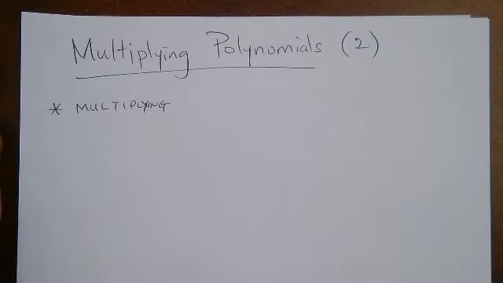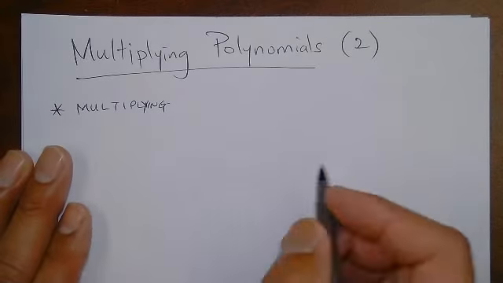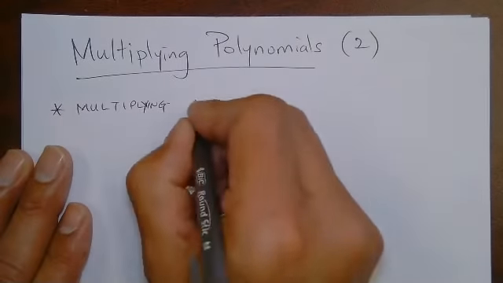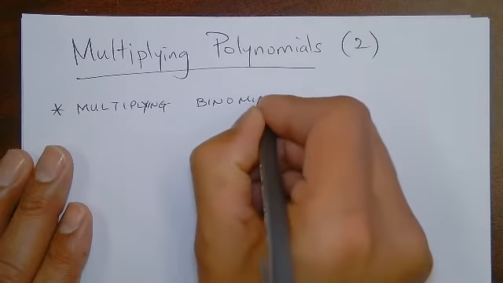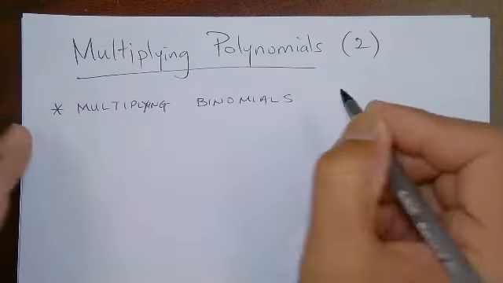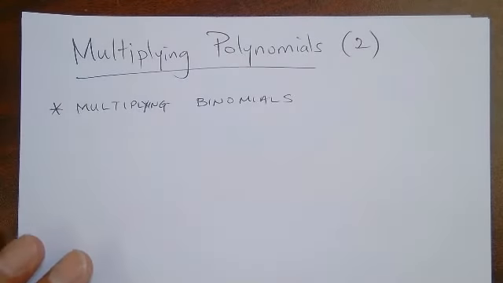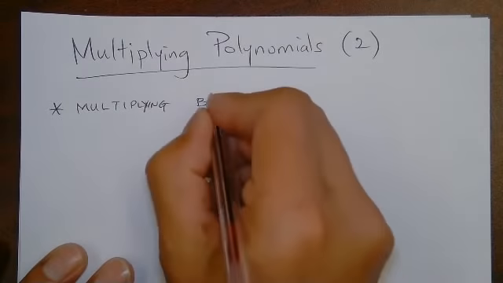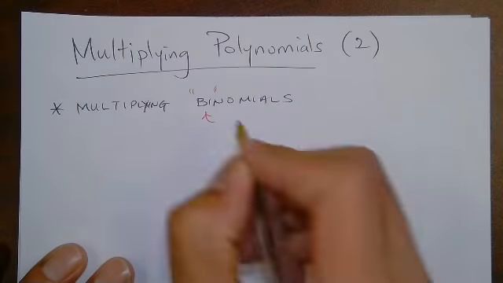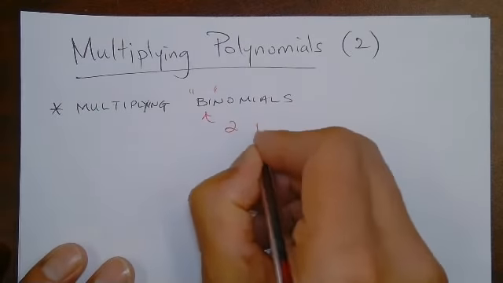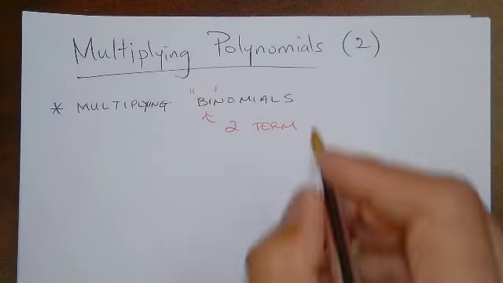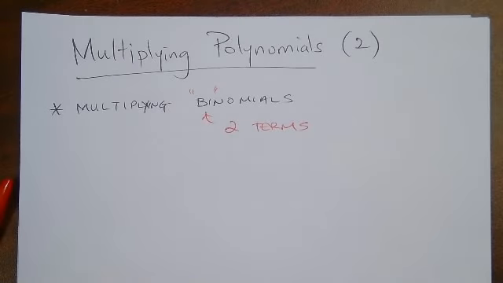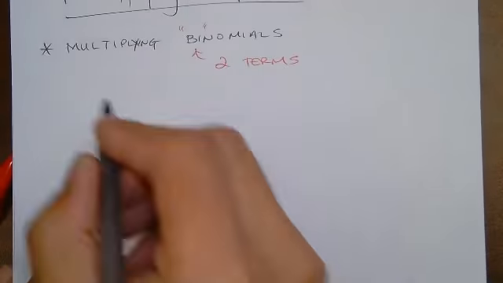Forgot to hit record. Okay, multiplying polynomials part 2, multiplying binomials. Binomials, what's that? Right, the prefix bi means that there's two, or in this case, two terms. Each polynomial is going to have two terms. So, here's number one. Let's just jump in.